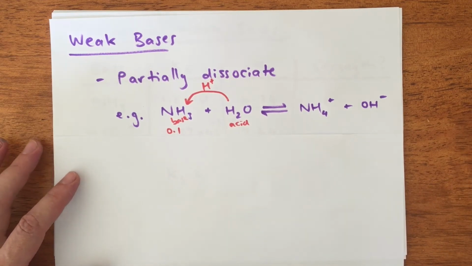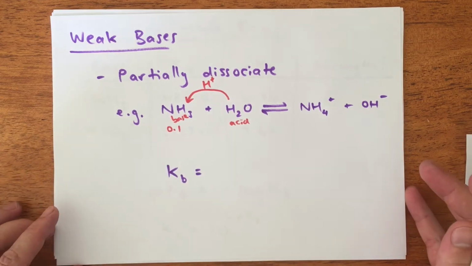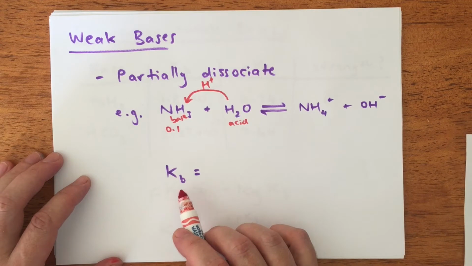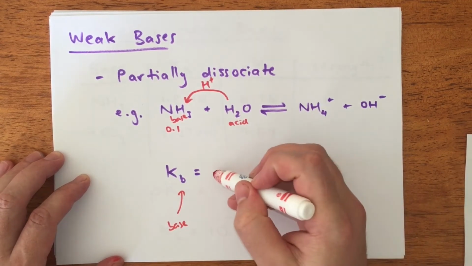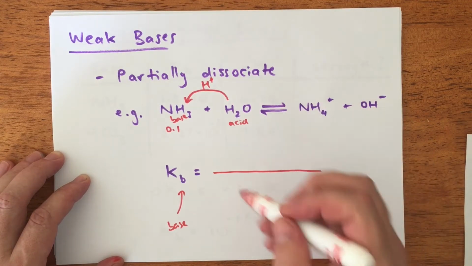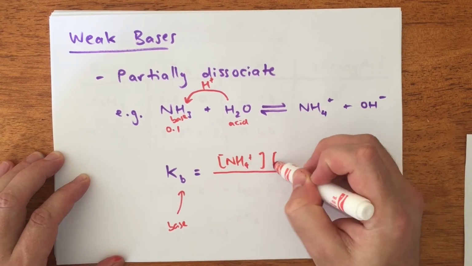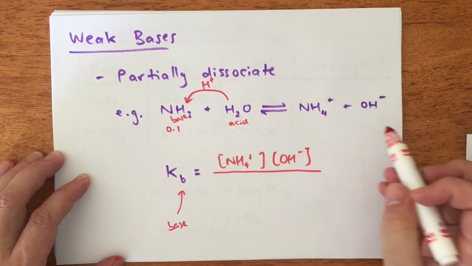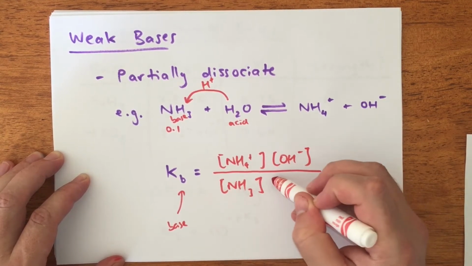Because I'm dealing with an equilibrium, I can write a K expression, just as I do for my weak acids. This time I'm going to call it Kb, the B standing for base. Kb equals products over reactants. Here are my products over here: NH4 plus and OH minus, over my reactants, NH3 and water.